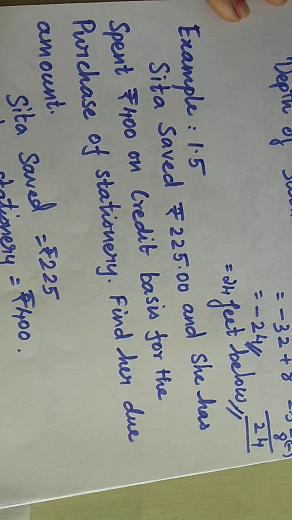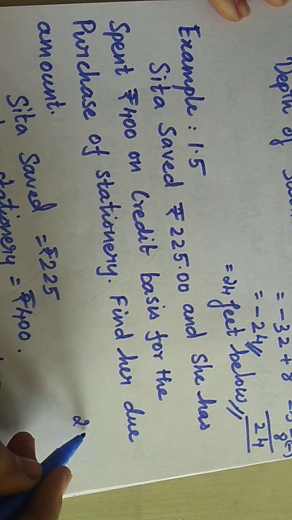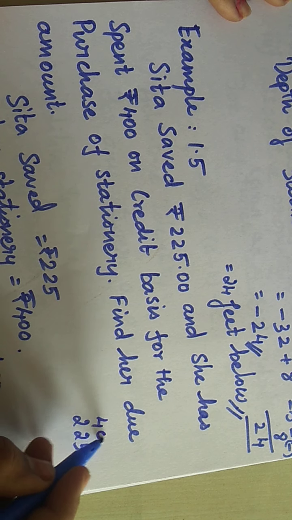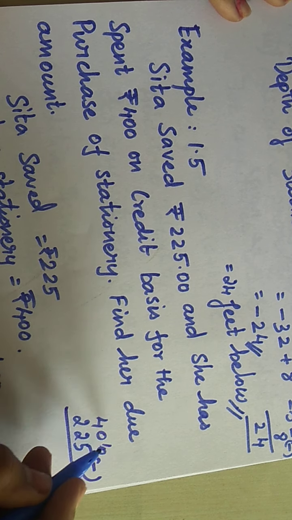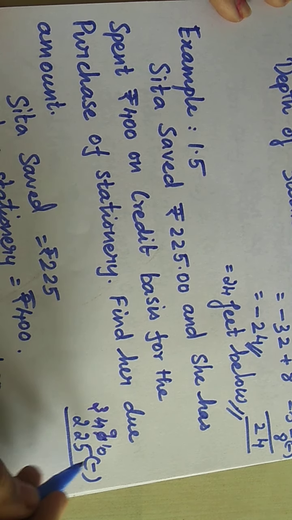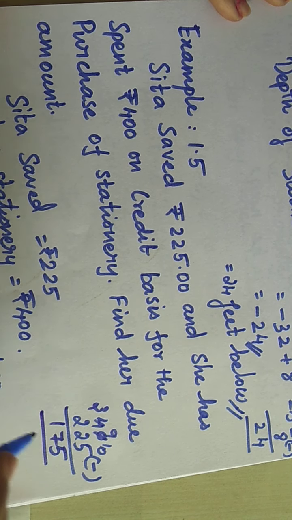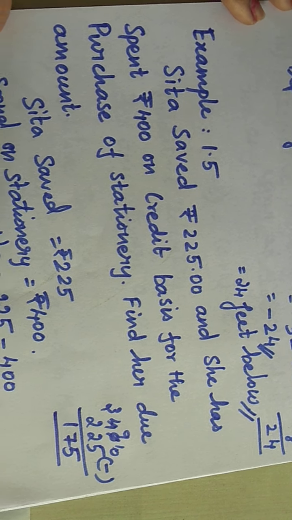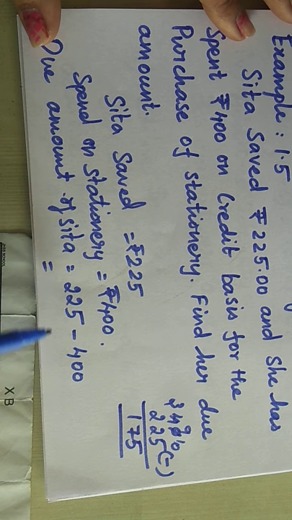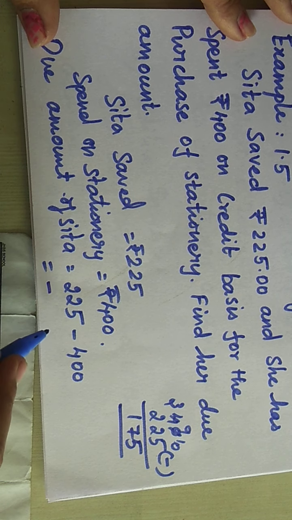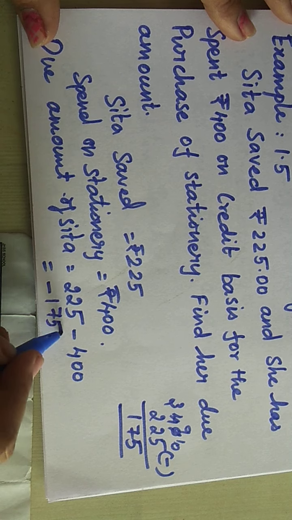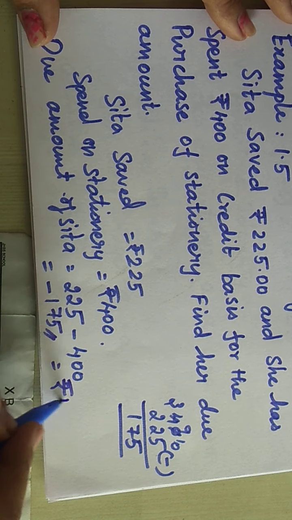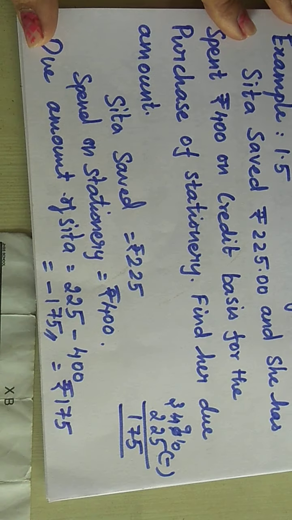of Sita? For finding the due amount, we have to subtract both the rupees. So 225 minus 400. Here we have to borrow the value. Now we have to compare the greater number, and subtract. So now the answer will be 175 rupees. So rupees 175 is her due amount.